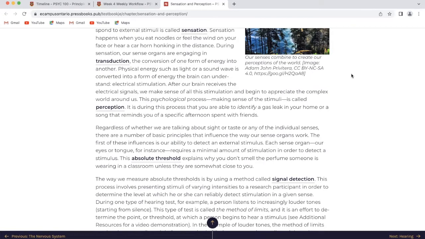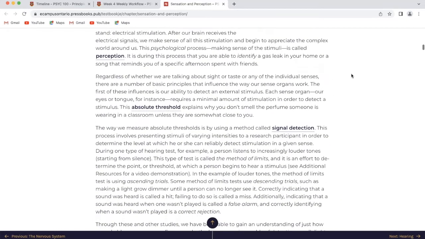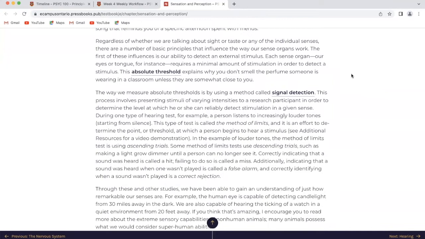Regardless of whether we are talking about sight or taste or any of the individual senses, there are a number of basic principles that influence the way our sense organs work. The first of these influences is our ability to detect an external stimulus. Each sense organ, our eyes or tongue, for instance, requires a minimal amount of stimulation in order to detect a stimulus. This absolute threshold explains why you don't smell the perfume someone is wearing in a classroom unless they are somewhat close to you.